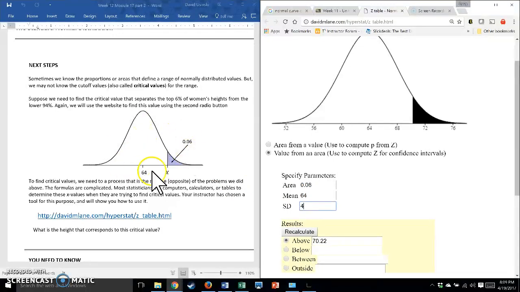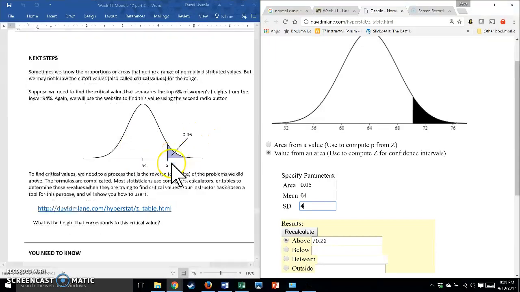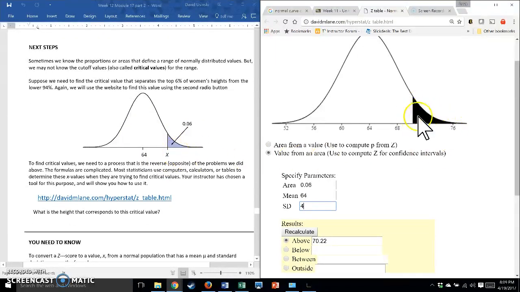Alright, so what did we want to find? We wanted to find the upper 6% of women. See what's shaded over here on the paper? Well, look onto my website here. See how that is shaded? That corresponds exactly to the information that I want. So I needed to have this keyword above.